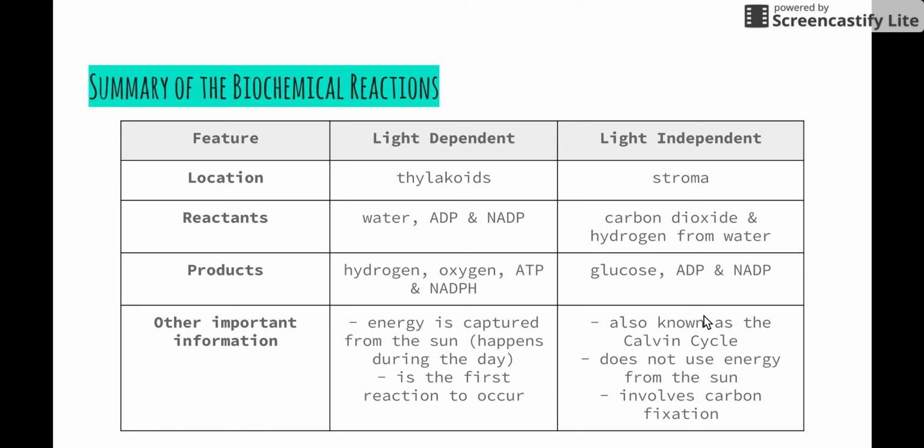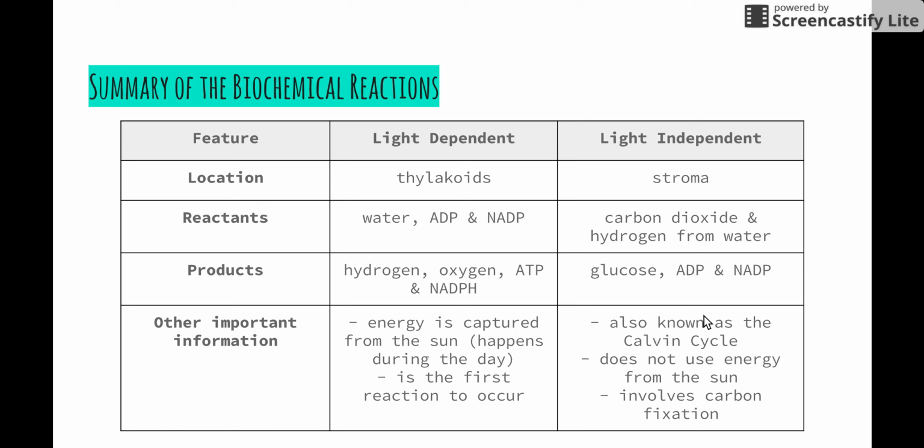So the products are created, so the water splits into its hydrogen and oxygen. We also have ATP and NADPH produced as well. Some other important information about the light-dependent reactions is that energy is captured from the sun, which happens during the day. And obviously this is the first reaction to occur, because if we didn't have the hydrogen split from the oxygen, then we wouldn't have the hydrogen to combine with the carbon dioxide in the second part.